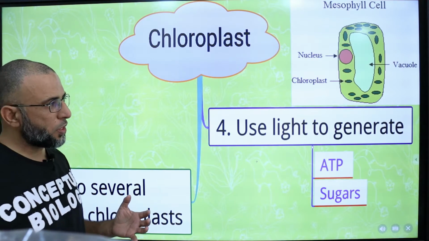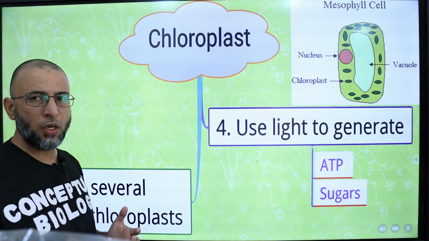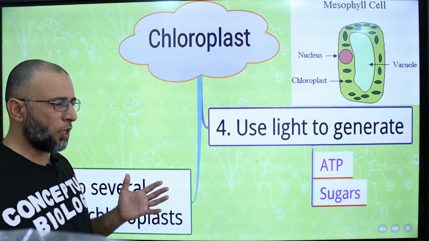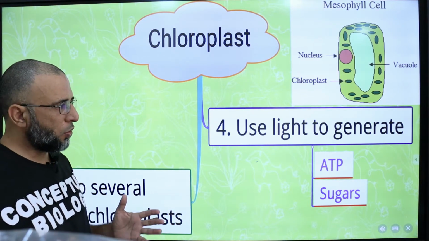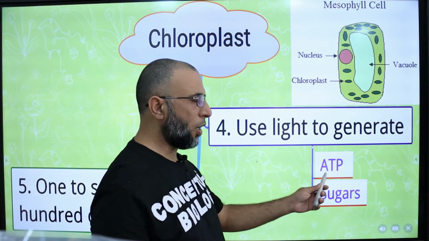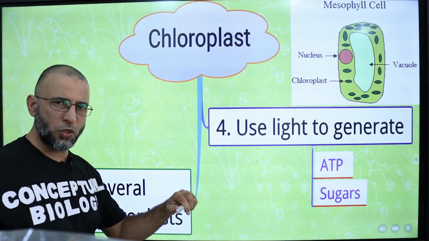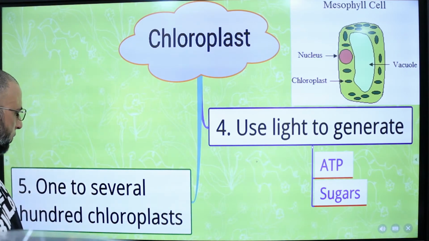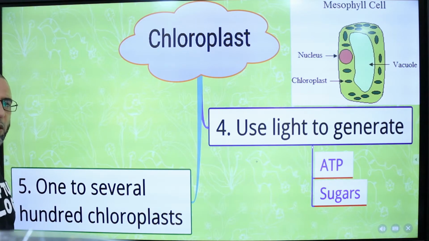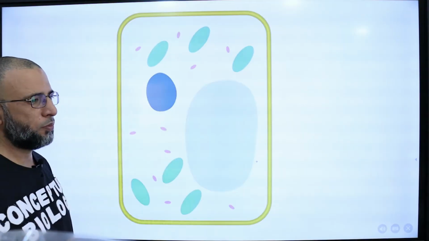The process of photosynthesis that takes place in chloroplast consists of light reaction and dark reaction. During light reaction, energy is produced in the form of ATP and NADPH, and this energy is used in dark reaction to produce glucose. The number of chloroplasts in plant cells varies from 1 to several hundred.